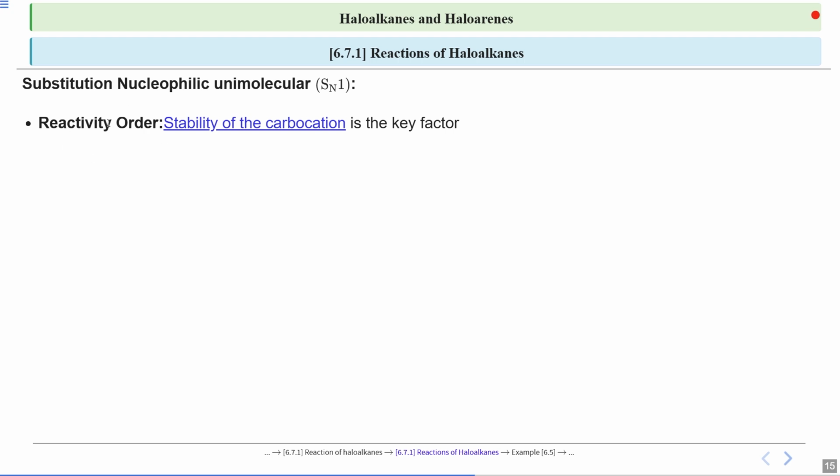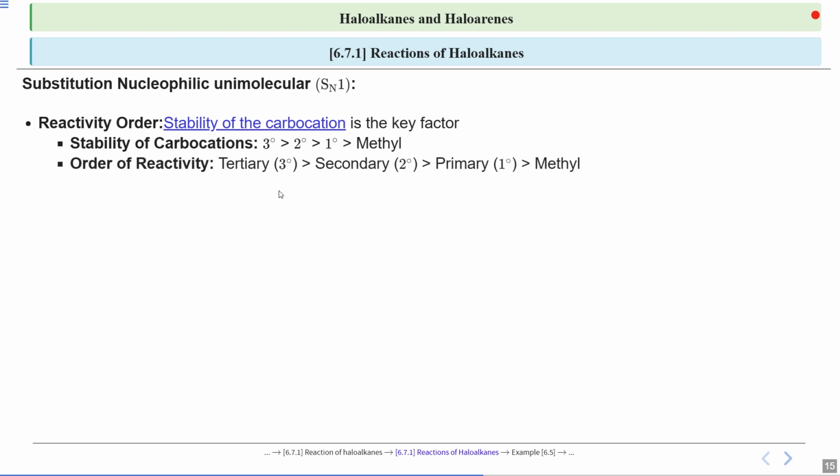Reactivity order. Now let's talk about the reactivity order on the basis of the carbocation. The stability of the carbocation is the key factor, because this is a two-step reaction and the first step involves the formation of a carbocation. If you know the order of stability of carbocations, then the reactivity will depend on that order. Tertiary carbocations are very stable, then secondary, then primary, and then comes the methyl, simple CH3.